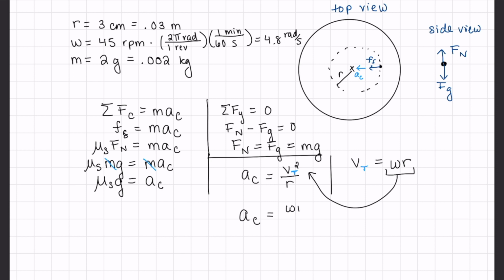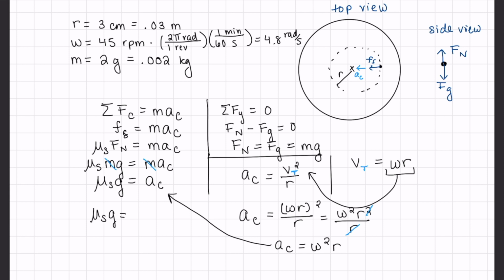When we do that, we'll get omega r quantity squared over r, which would be omega squared r squared over r, and we'll have one of those r's cancel from top and bottom. So we get ac is equal to omega squared times r. And then we're going to put that guy in here, and we'll get mu s g equals omega squared r. We'll divide both sides by g to get our mu s by itself.